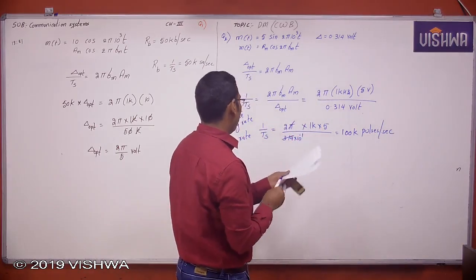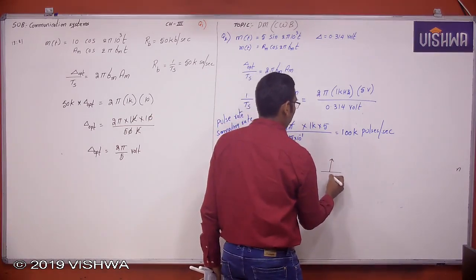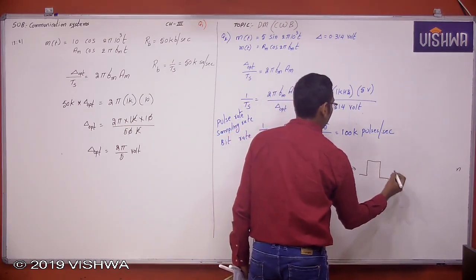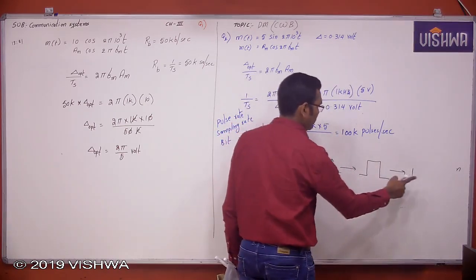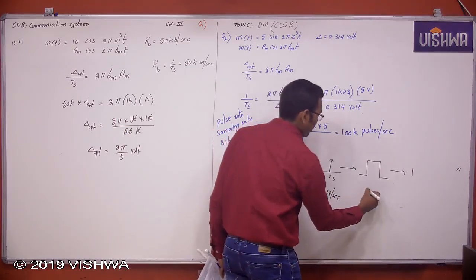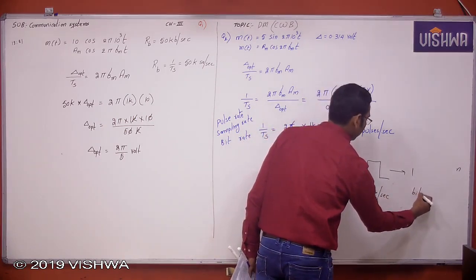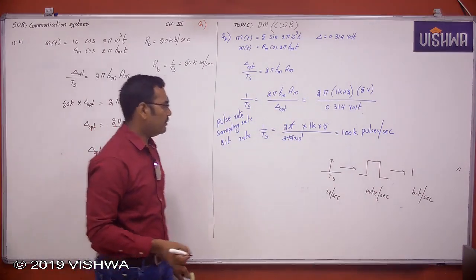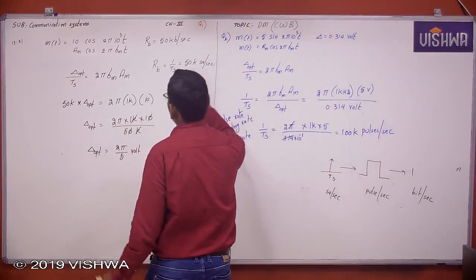Because in delta modulation, one sample is one pulse, which is one bit. One sample, one pulse, one bit. So sampling rate, pulse rate, bit rate are all the same: samples per second, pulses per second, bits per second. Okay, this is question number 2. This was question number 1.